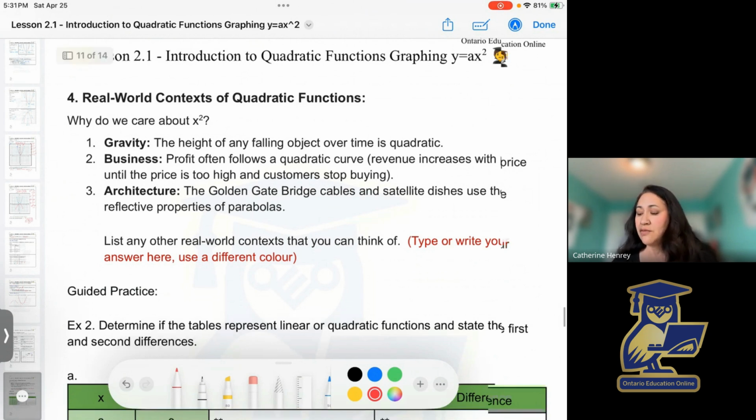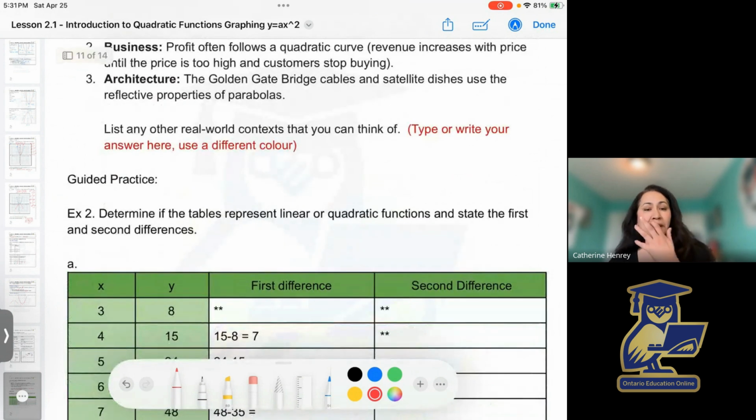So if you can think of anything else in the real world around you, I want you to write it here. Anything else that makes you think of some kind of quadratic relationship.